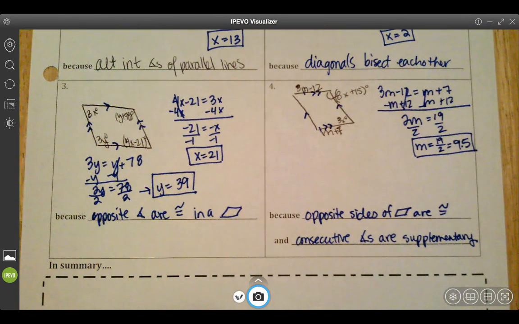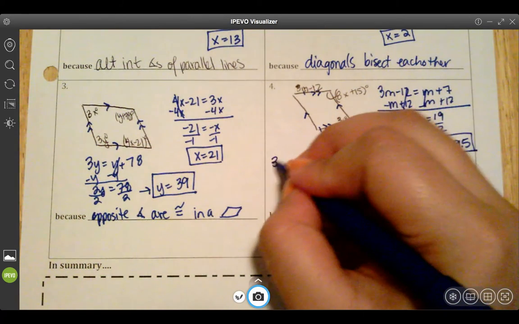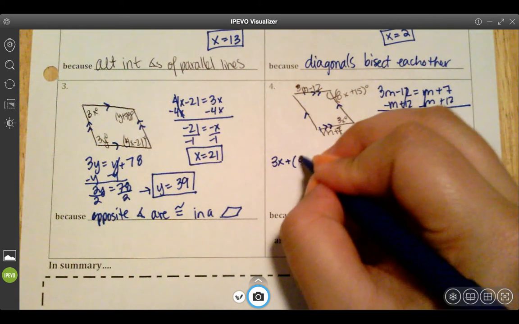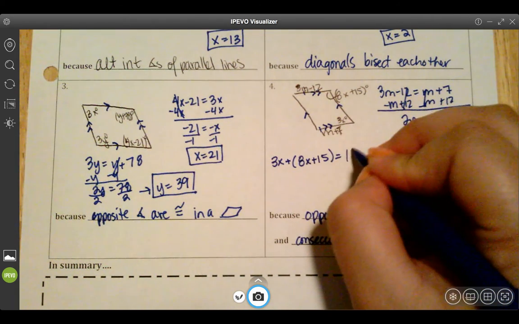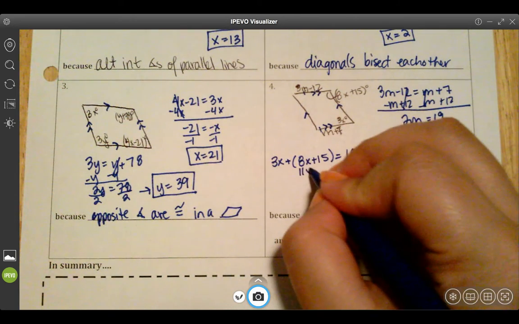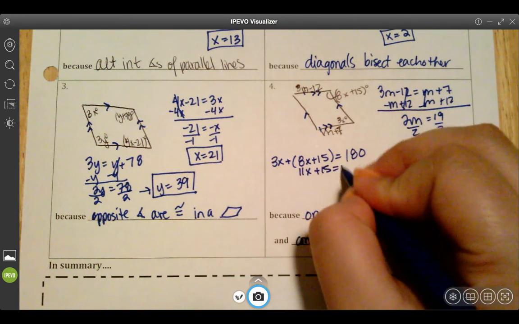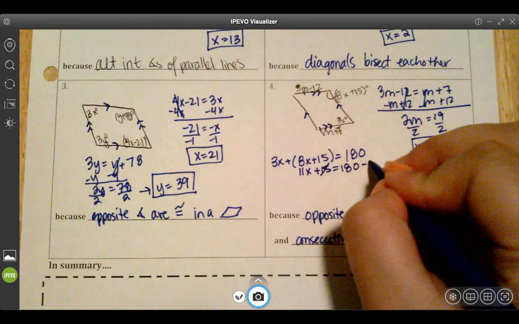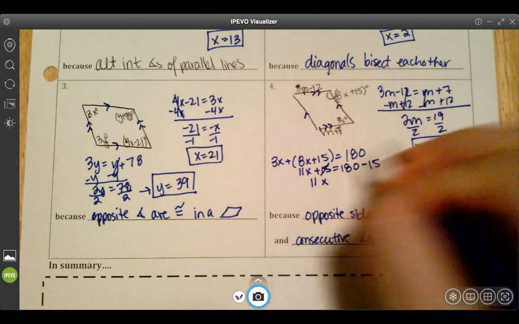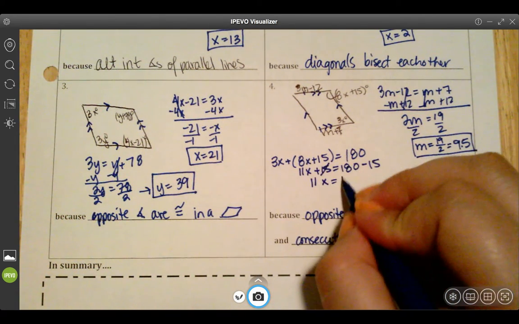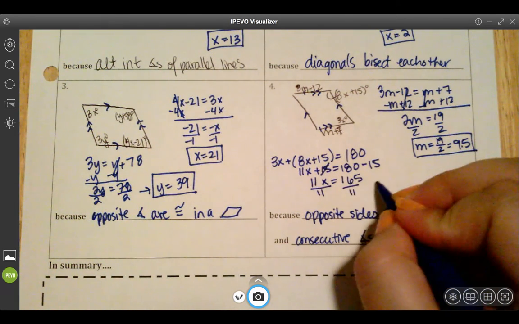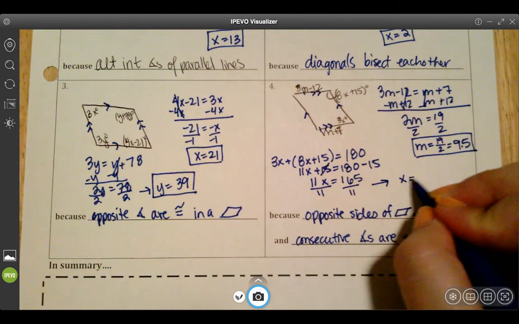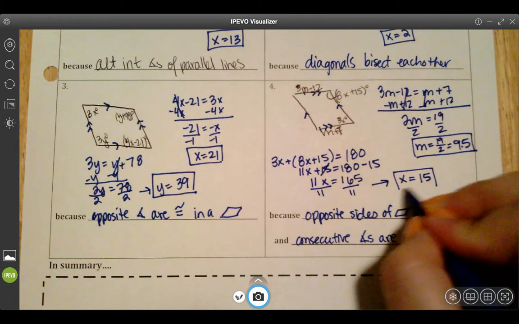Now for our angles, we have that 3x plus 8x plus 15 equals 180. That's 11x plus 15 equals 180 minus 15. 11x equals 165 divided by 11. x equals 15.